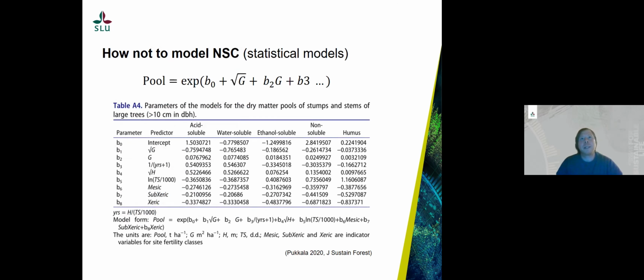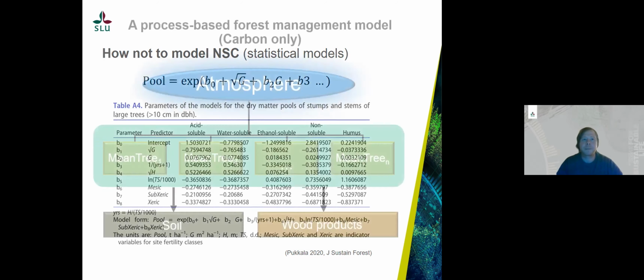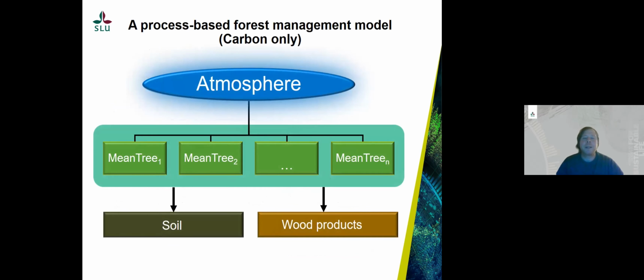Many forest management models are purely statistical models based on forest inventory data. Here, for example, we see schematically one part of a typical statistical forest management model by Pukala from 2020. And in general, forest inventories do not take non-structural carbohydrates into account, because I think they are in general also very intricate to measure. Consequently, such purely statistical models are incapable of modeling carbon storage, and we need some different approach here. The approach could be a process-based model.